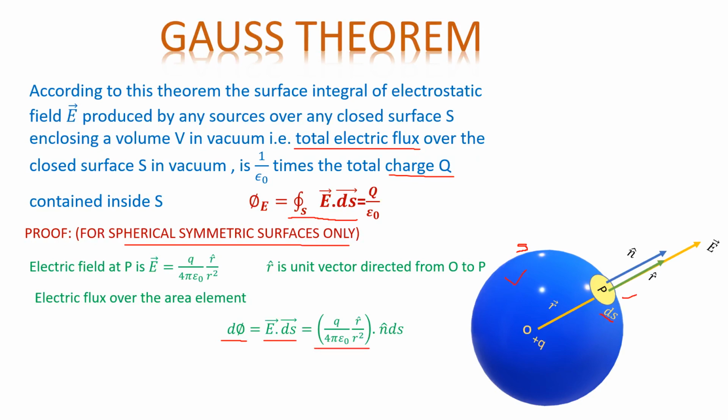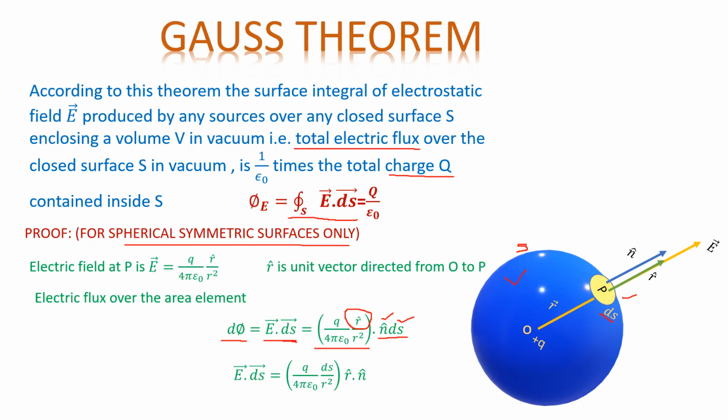The magnitude of electric field is q upon 4 pi epsilon naught r square, and r cap is the unit vector along position vector r or along electric field E. ds is written as n cap ds. ds is the magnitude, n cap is the unit vector normal to area directed outward. Now E dot ds equal to q upon 4 pi epsilon naught r square ds r cap dot n cap.